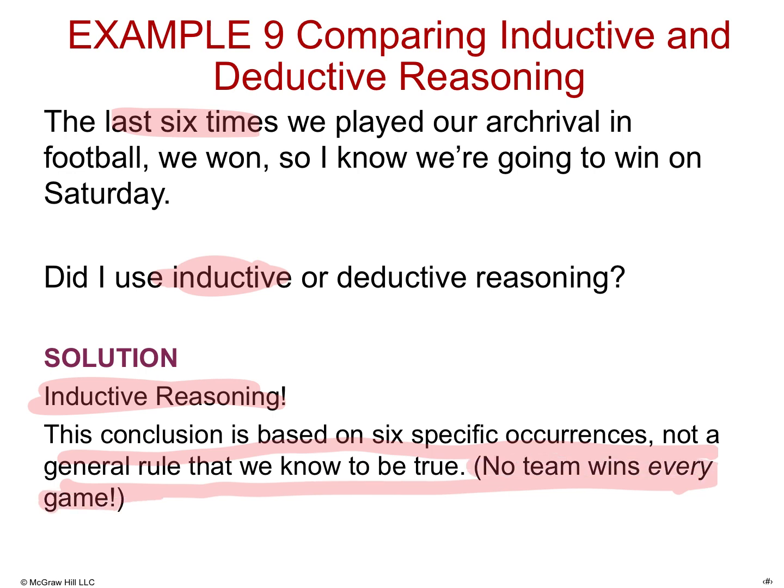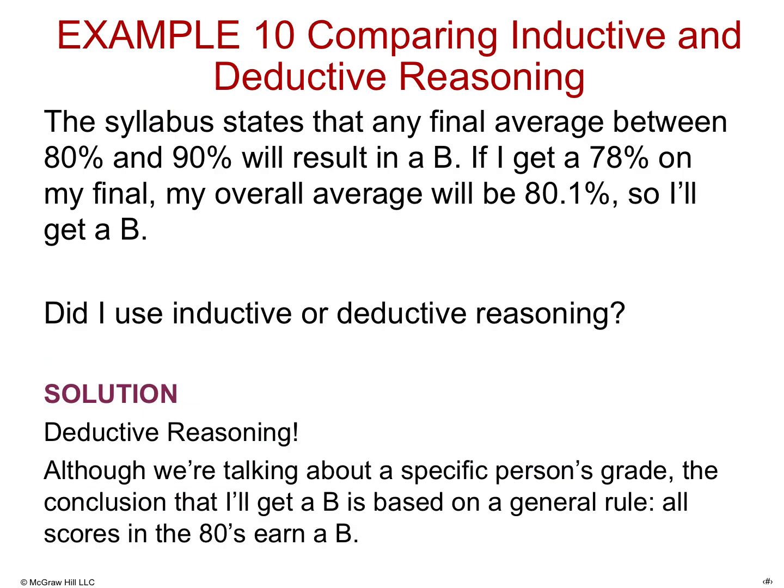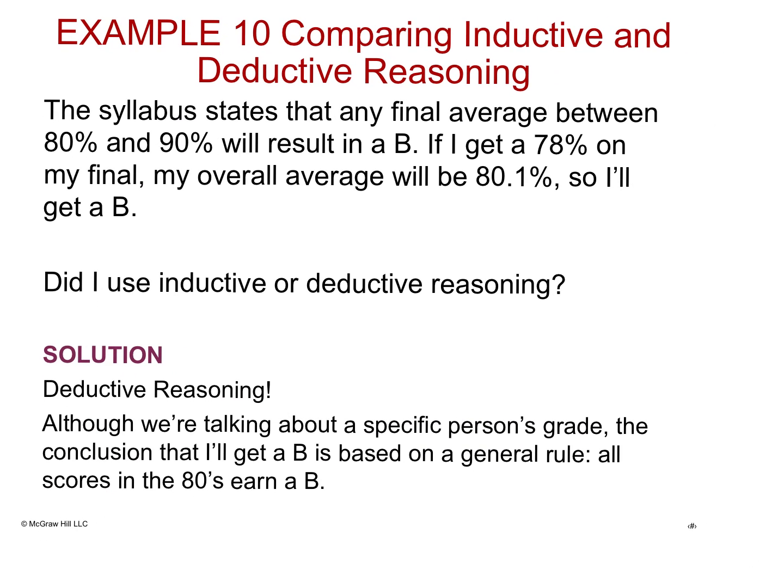Okay, let's try one more. The syllabus states that the final average between 80% and 90% will always result in a B. If I get a 78% on my final, my overall grade will be an 80.1%, so I'll get a B. Did we use inductive or deductive? Well, this is definitely deductive because this is a rule, a general statement, and the grade fits in between that. Even though we're talking about a specific grade, we're using a general rule to determine it.